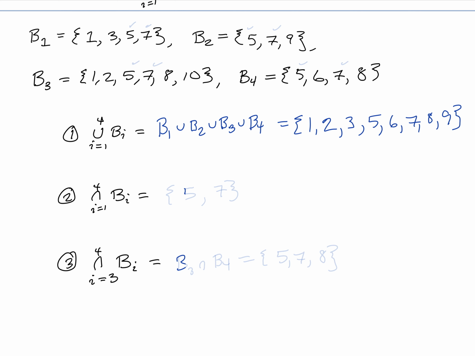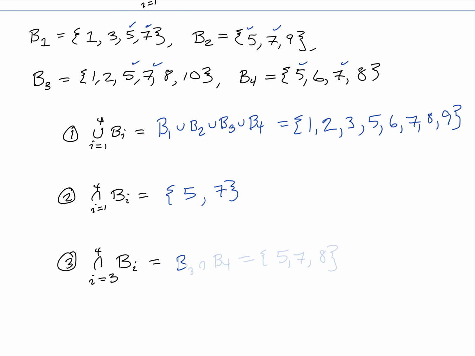The intersection from i equals 1 to 4 of those sets would give us every element that's in every single one of those sets. So let's see. I see that 5 is in every set, so 5 is in the intersection of these sets. I see that 7 is in all of these sets, so 7 is in the intersection. Is there anything else in the intersection of all of those sets? It appears not to be the case. So that is the entire intersection.